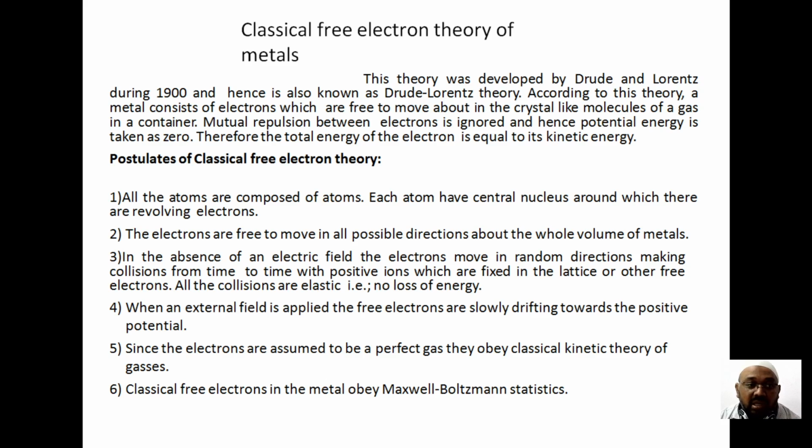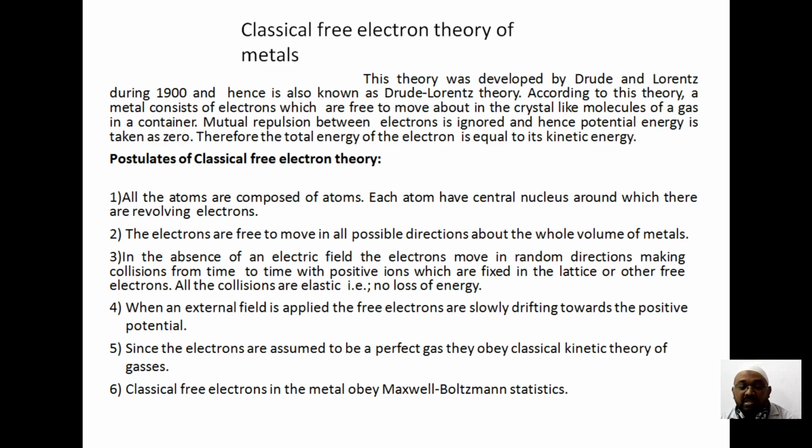The electrons are free to move in all possible directions throughout the metal. In the absence of any electrical field, the electrons move randomly, making collisions with the fixed lattice points or free electrons, and all the collisions are elastic. What is the meaning of elastic? They are incident on the walls of the metal and again retrace their path, and this process continues with no loss of energy.